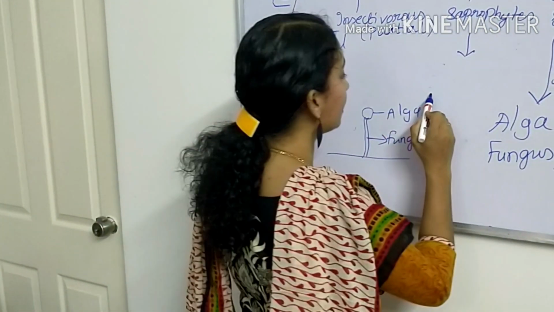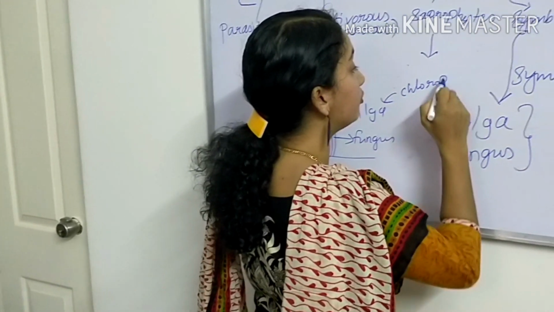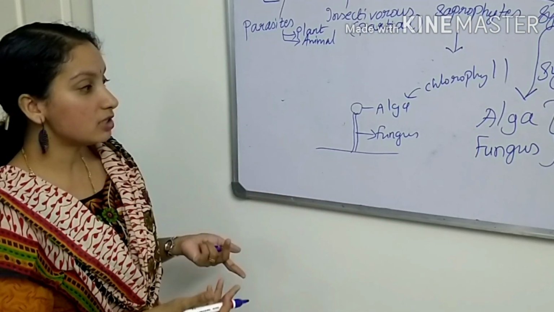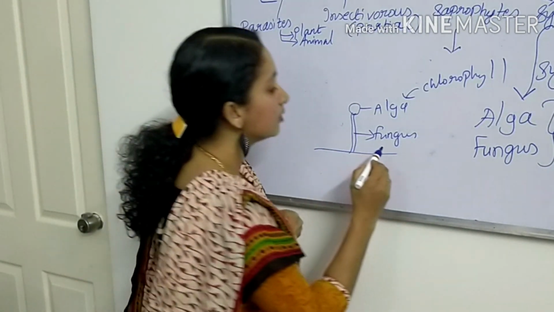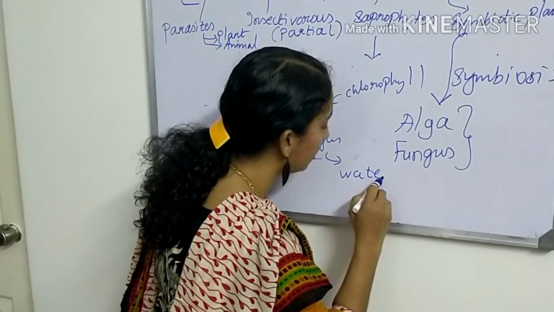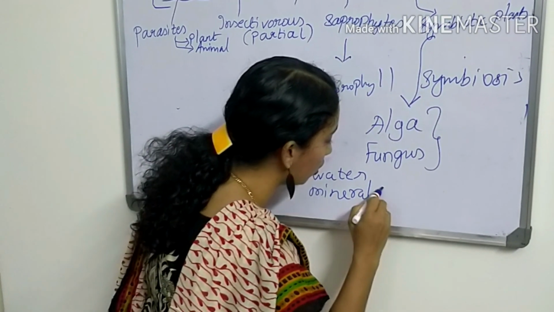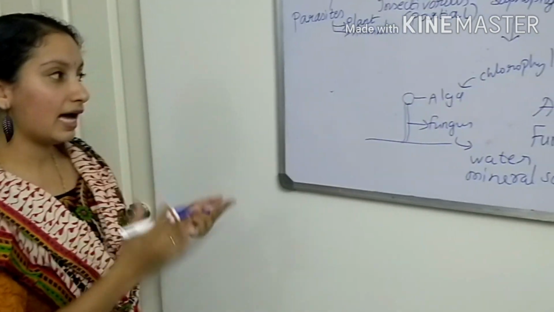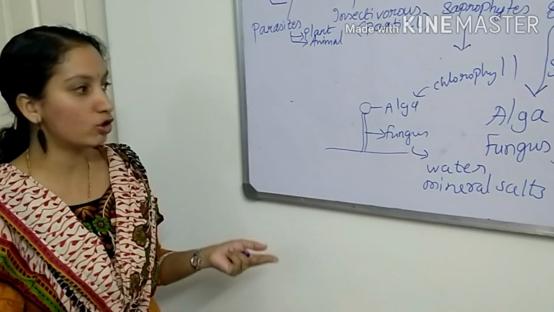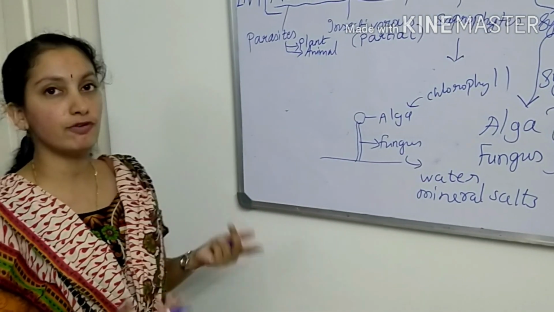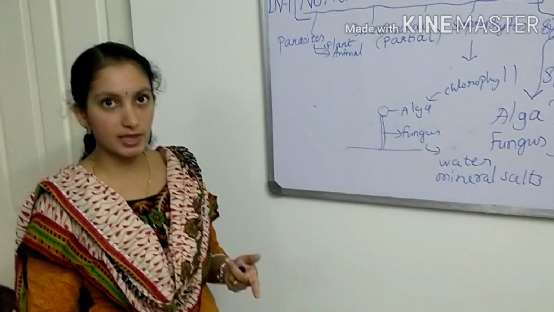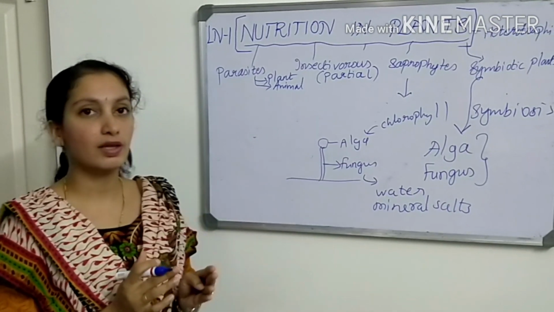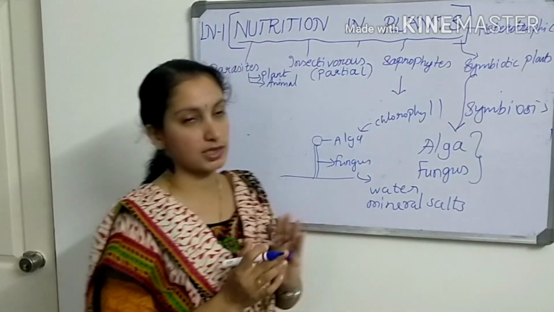How? The alga contains chlorophyll and it can produce food. In turn, how is the fungus benefited, or what is provided by this fungus to alga? The fungus can give water and mineral salts. So water and mineral salts the fungus is giving to alga. The alga is producing food with the help of chlorophyll, and all these things supplied by fungus, by the process called photosynthesis, and the food is given to fungus. So both are mutually benefited. That is called symbiosis.